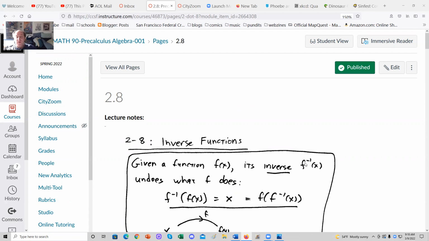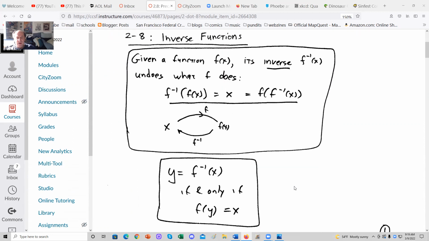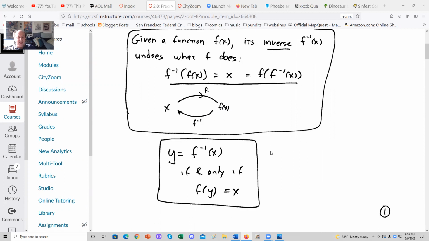What it is, f inverse undoes what f does. So f inverse of f of x is x, and that's the same as f of f inverse of x. So given x, wherever f sends it, f inverse takes it back. They invert each other. Another way to put it is that y equals f inverse of x if and only if f of y equals x. So f and f inverse do opposite things.